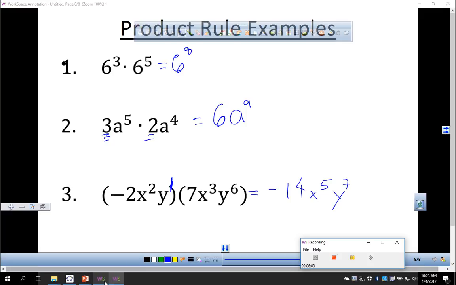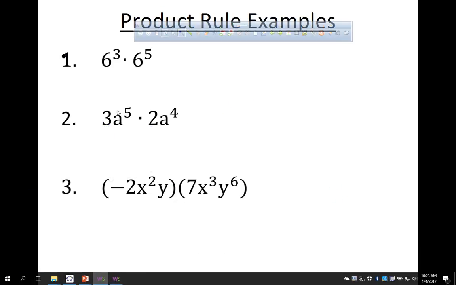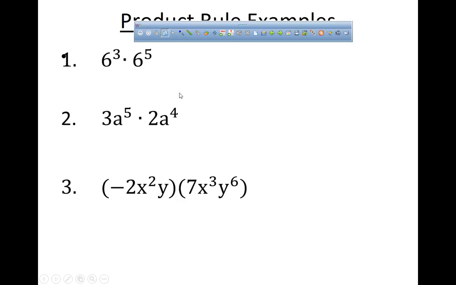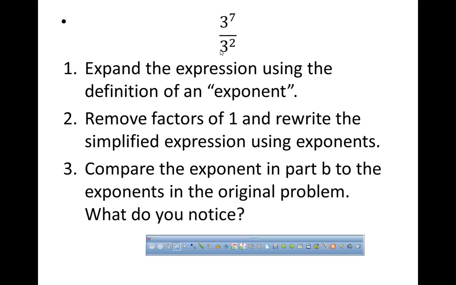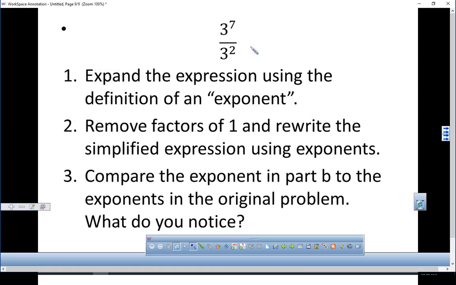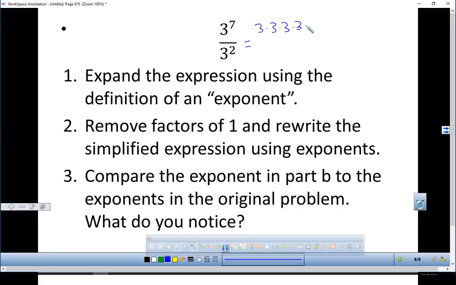How come? Is this what I want? No. Want this, want this, want this. Expand. So, what if I had this? Okay, so I'm not going to do this again in the interest of time. I am going to expand this out. So 3 to the 7th means 3 times 3 times 3 times 3 times 3 times 3 times 3. 1, 2, 3, 4, 5, 6, 7. And 3 to the 2 means I have a 3 and a 3 there.